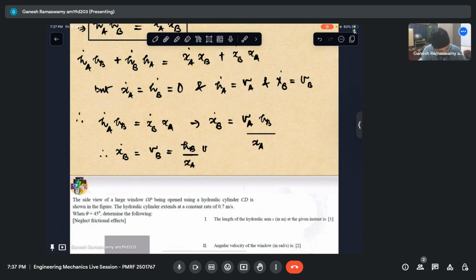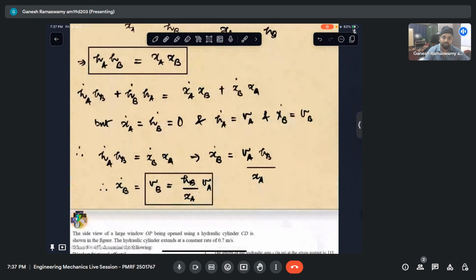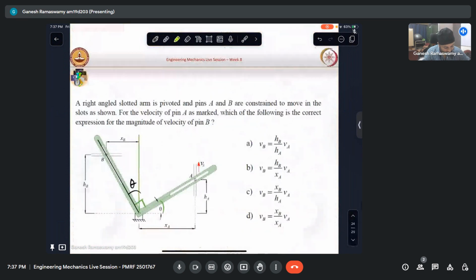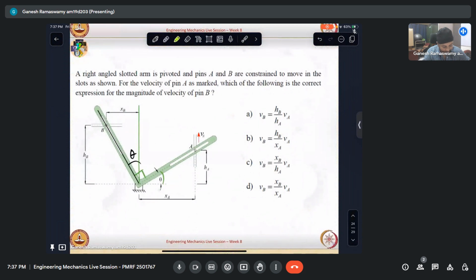So this is just a constraint motion absolute analysis problem, so as to get some practice on how to write the geometrical equations and then subsequently differentiate them in order for us to get the exact quantity. So HB by XA into VA is VB. So we have our correct answer here. Okay.